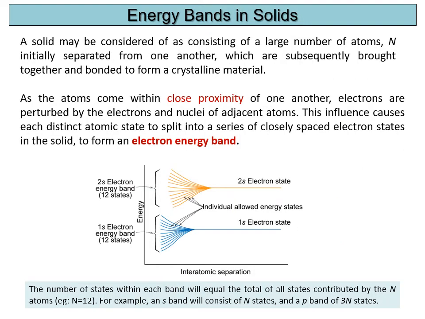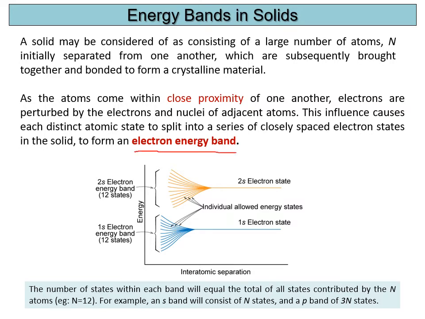A solid may be considered as consisting of a large number of atoms, n, initially separated from one another, which are subsequently brought together and bonded to form a crystalline material. As the atoms come within close proximity of one another, electrons are perturbed by the electrons and nuclei of adjacent atoms. This influence causes each distinct atomic state to split into a series of closely spaced electron states in the solid, to form an electron energy band.